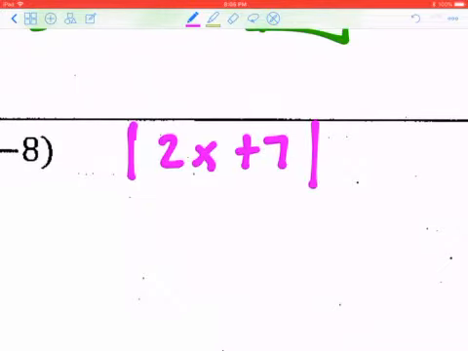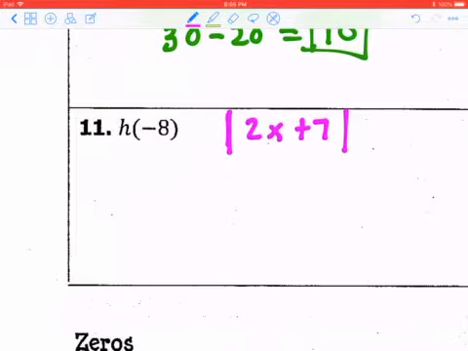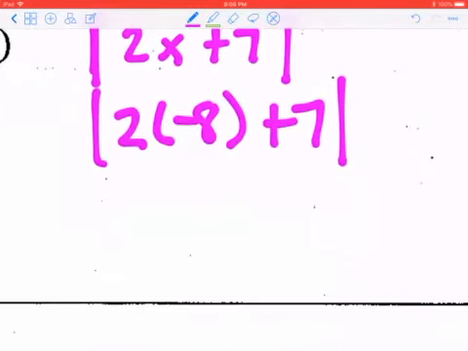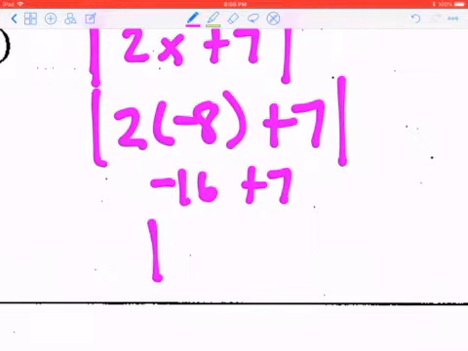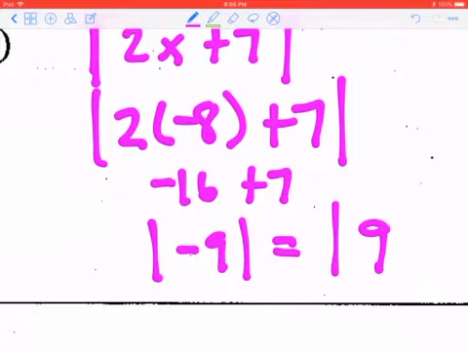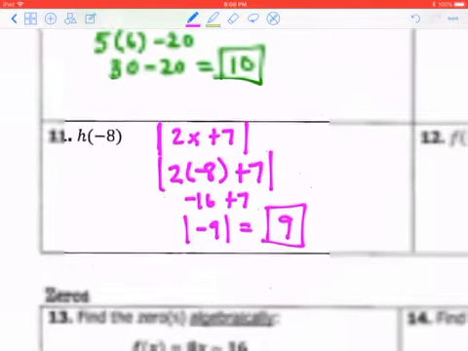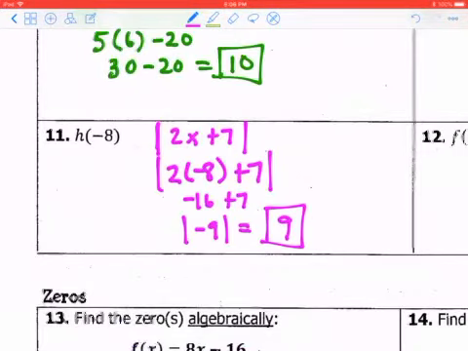Remember, the absolute value means that everything's going to come out positive because it's the distance from 0. So all we're going to do is first work on the inside. So 2 times -8 plus 7, keeping the absolute value. 2 times -8 is -16 plus 7. That means that I get -9 in the absolute value, so my final answer is +9. It's not because we're doing the opposite, but because -9 is 9 places from 0. That's what absolute value is, distance.